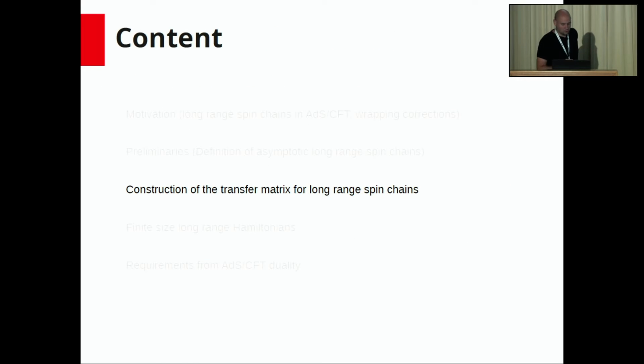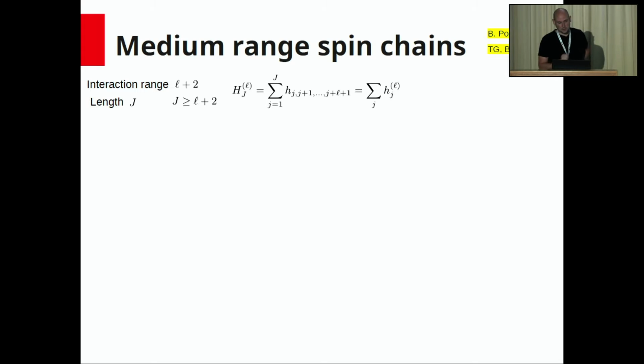Okay, so let's continue with the construction of the transfer matrices. This construction is based on the recently introduced algebraic framework for medium range spin chains in these two papers. We call a spin chain medium range if the interaction range is bigger than 2 but finite. So I will use this notation for the L+2 site interactions.